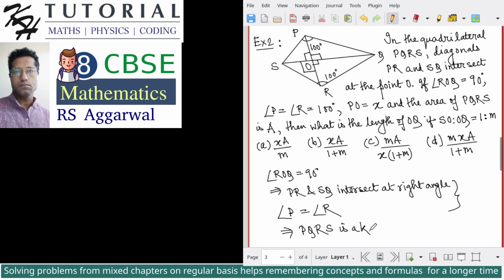Now we know that in a kite, two pairs of adjacent sides are equal, and also the opposite sides are unequal. In a kite, if angle P is equal to angle R, then definitely the diagonal PR is bisected by the diagonal SQ.